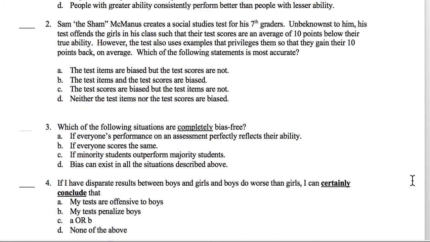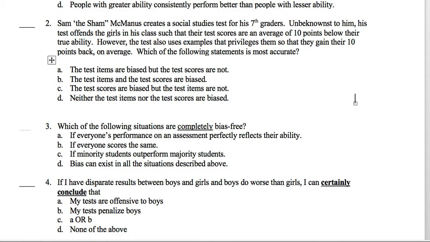So question 2, Sam the Sham McManus creates a social studies test for 7th graders. Unbeknownst to him, his test disadvantages the girls in his class such that the test scores are an average of 10 points below their true ability. However, the test also uses examples that privilege them so that they gain their 10 points back on the average. Which of the following statements is most accurate? A, the test items are biased but the test scores are not. B, the test items and the test scores are biased. C, the test scores are biased, but the test items are not. And D, neither the test items nor the test scores are biased.